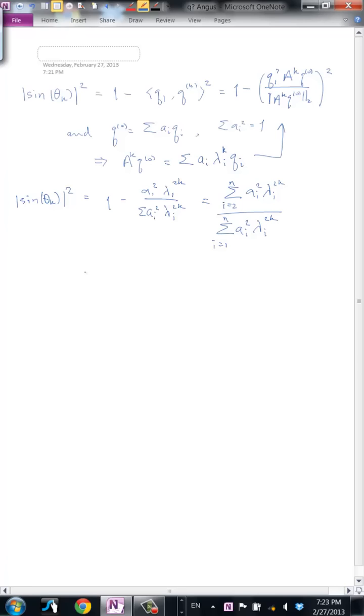And we can now bound this. So this is less than or equal to the sum from i equals 2 to n of ai squared lambda i to the 2k divided by a1 squared lambda 1 to the 2k. So you see that I've made this bigger by making the denominator smaller. I've dropped some of these terms.